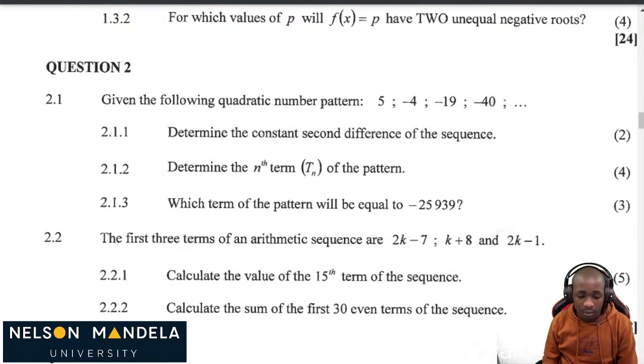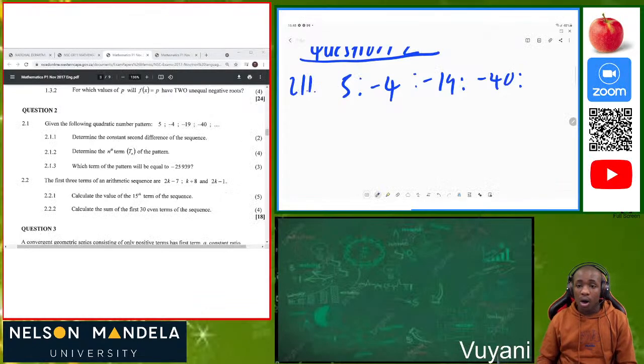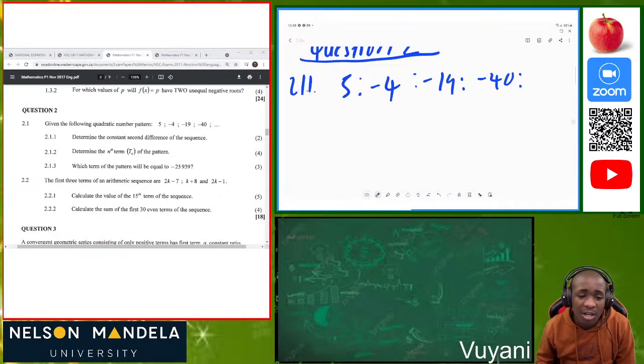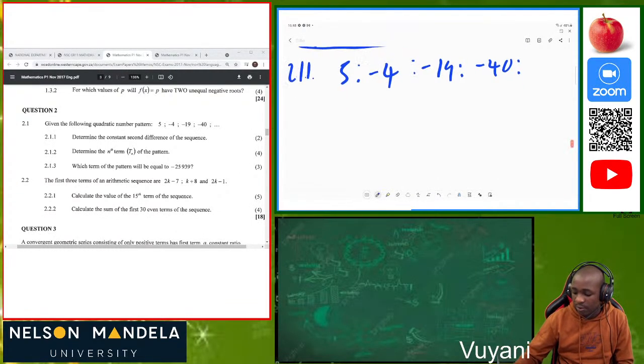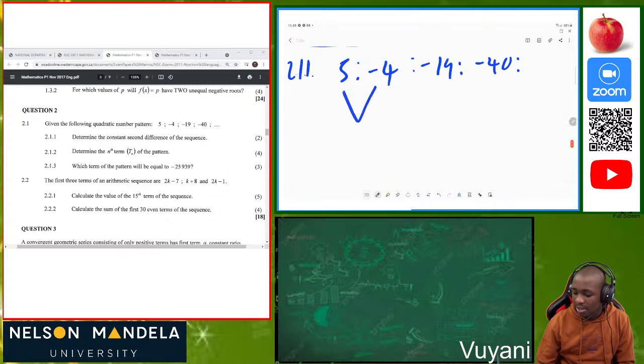Now, in our question 2.1.1, we are given this sequence: 5, negative 4, negative 19, negative 40. So how will you solve that? They are saying determine the constant second difference of the sequence. So in other words, we want the second constant difference.